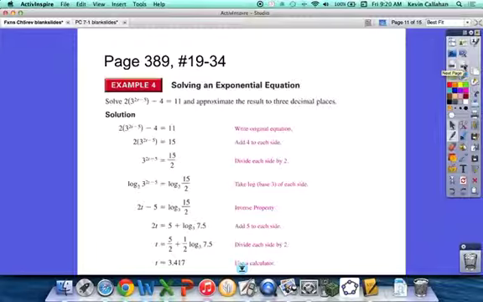Right, then we did some solving of equations. Remember the steps for solving equations. Solving exponential equations: first step, isolate. In this problem, to isolate the exponential, which is here, first they added 4, and then they divided by 2. All that right there was isolating.